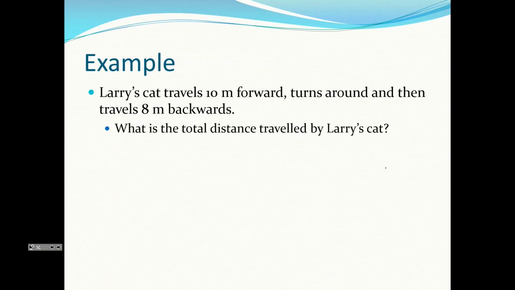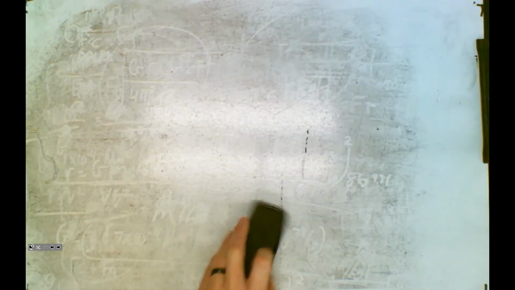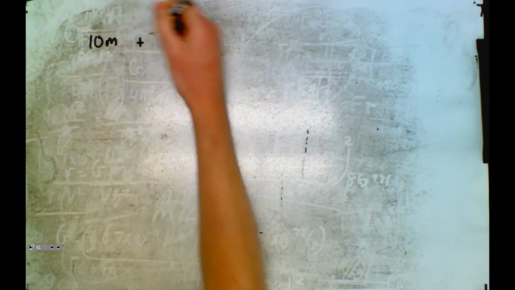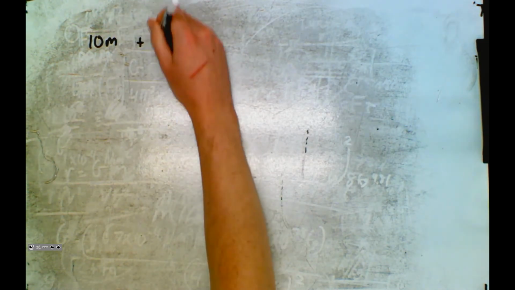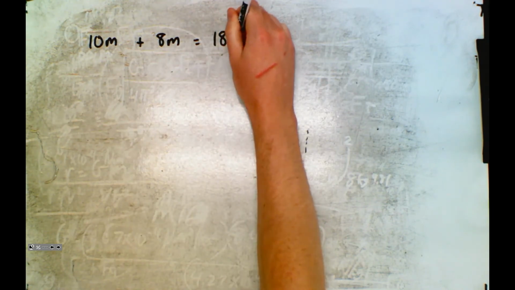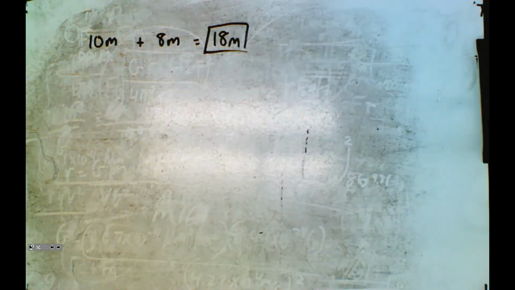So Larry's cat travels 10 meters forward, turns around, then travels 8 meters backwards. What is the total distance traveled by Larry's cat? So if I'm doing this question, and I'm looking for distance, well, I don't care about direction. Larry's cat travels 10 meters forward, then travels 8 meters backwards, but he goes 10 meters and 8 meters for a total of 18 meters. That's it. That's all I need.